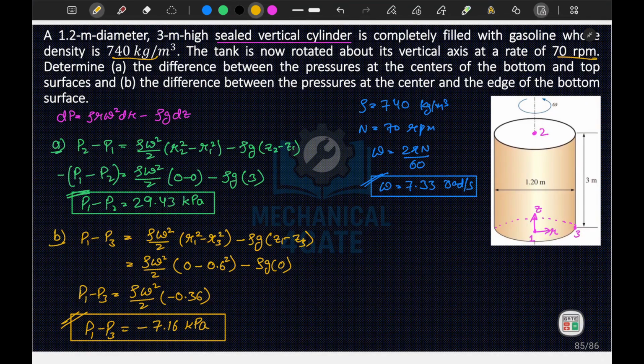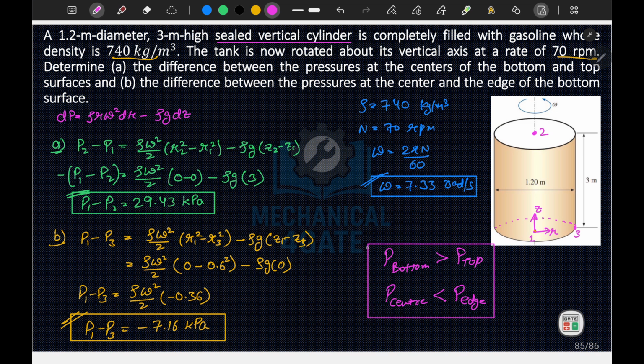So from here what we can say is that the pressure at the bottom is greater than that of the pressure at top. And we can say that the pressure at center is less than that of the pressure at edge, because only then will it be negative. Because it is negative, your P at center is less than that of P at edge. Now we can talk about either it is a top or bottom.